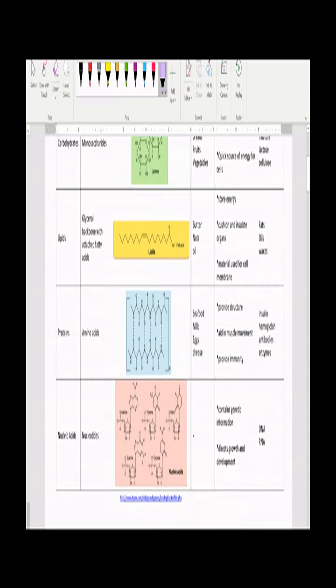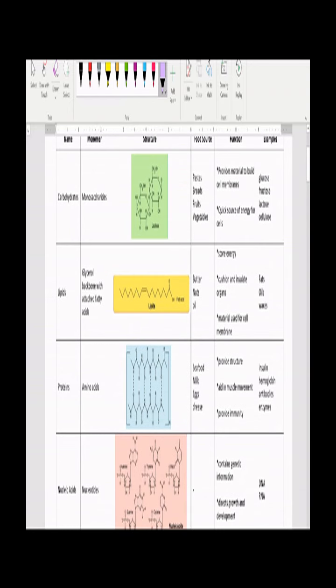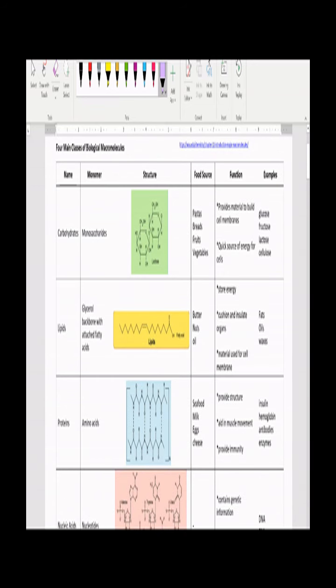And what will happen is those fatty acids, those long chains, kind of like you see here, are going to be attached to that glycerol backbone, and they'll be held together there. Typical food sources you can find those in are your butters, nuts, oils, things like that. You typically associate them more with fats, and they're good for more long-term storage of energy.